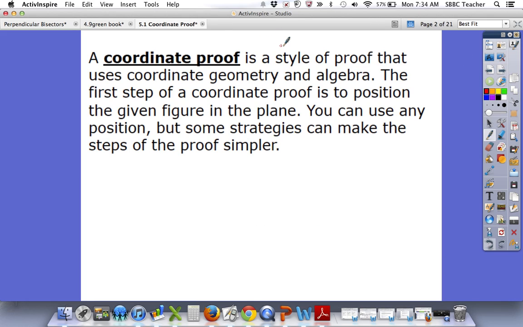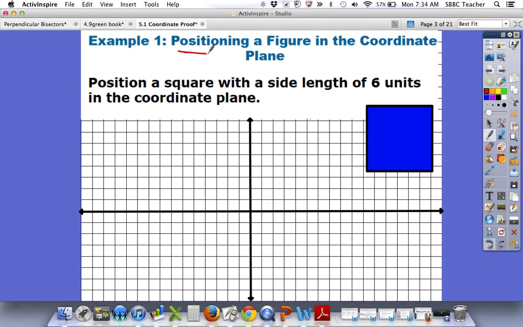A coordinate proof is a style of proof that uses coordinate geometry and algebra. The first step of a coordinate proof, step number 1, is to position the given figure in the plane. You can use any position, but some strategies can make the steps of the proof simpler. So let's practice what positioning means.